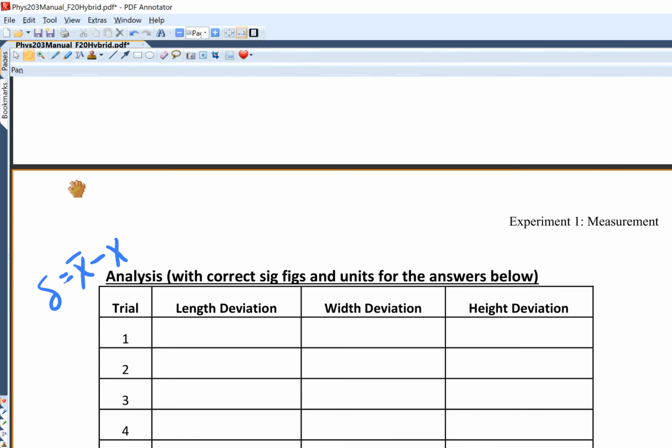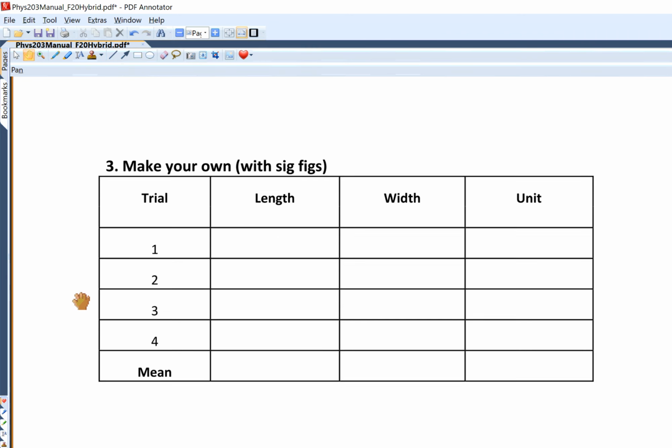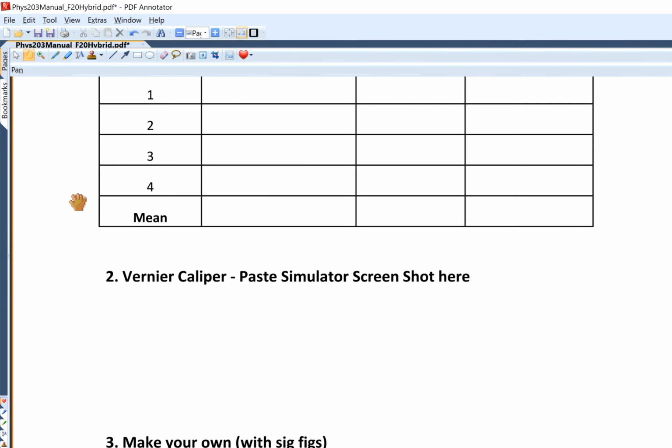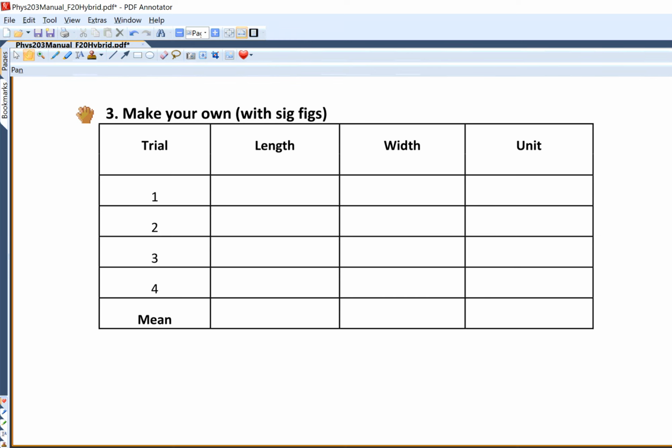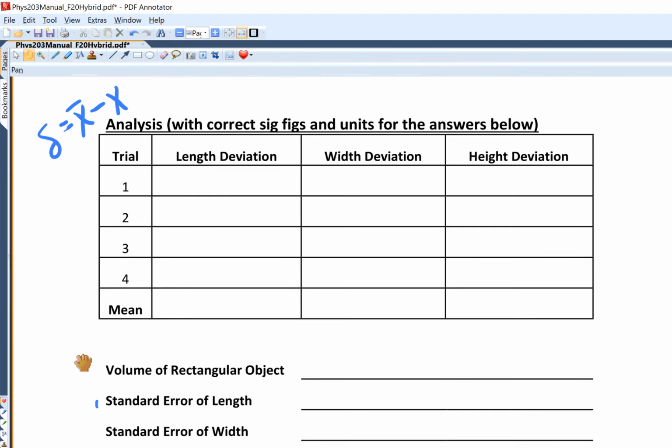Okay, let me go back up. That was sort of skipped over. Do your vernier caliper activities that I asked you to do, and then also paste your simulator screenshot there. And then make your own. This is where you measure the length and width of some common object in your home, something that I'll be familiar with, and give me the unit that you use to measure that. And I believe that is all.